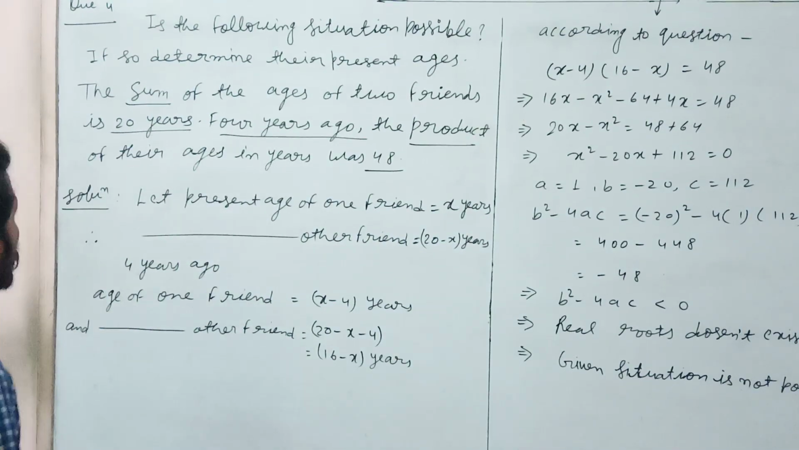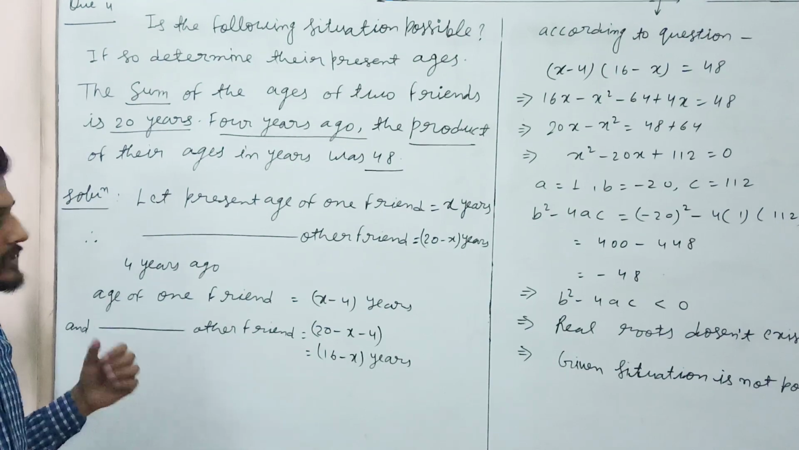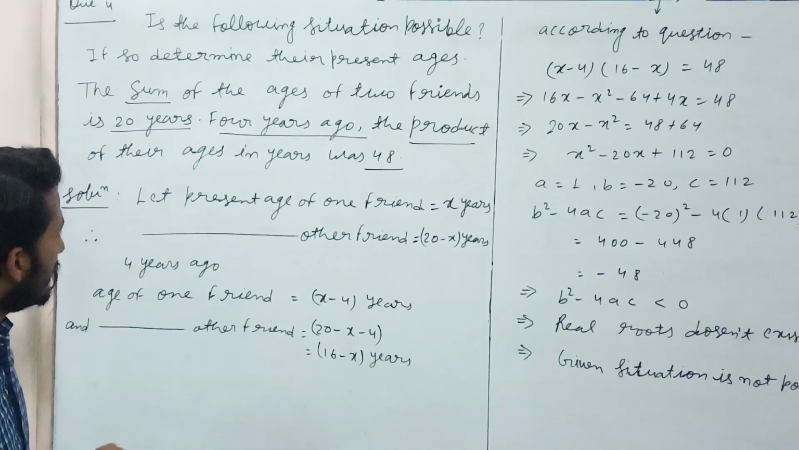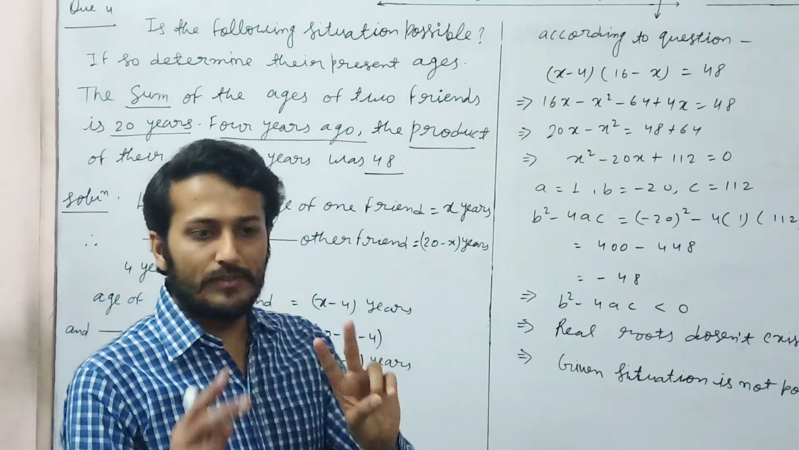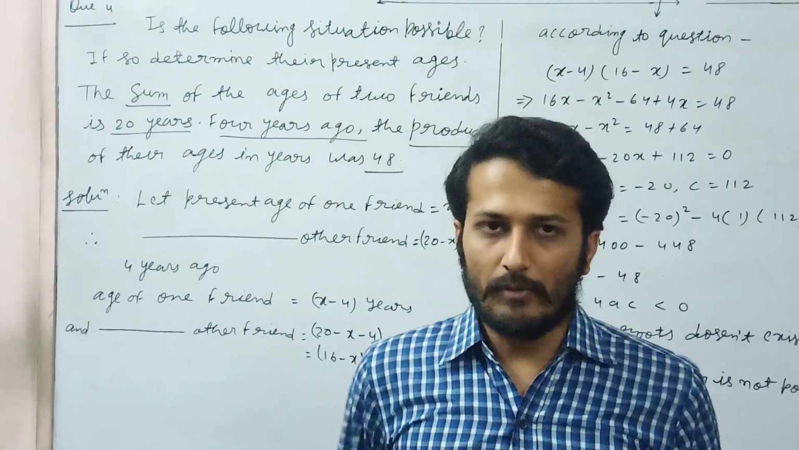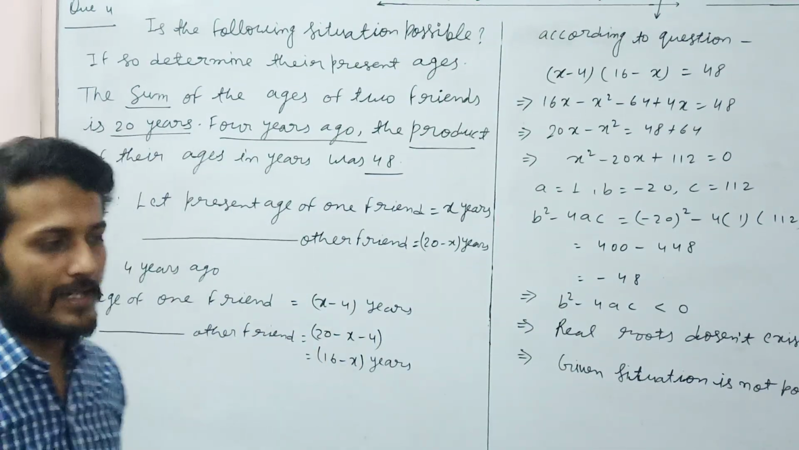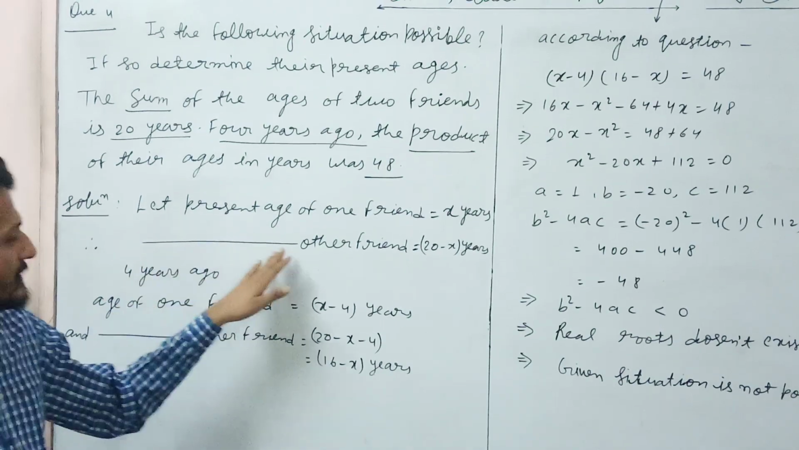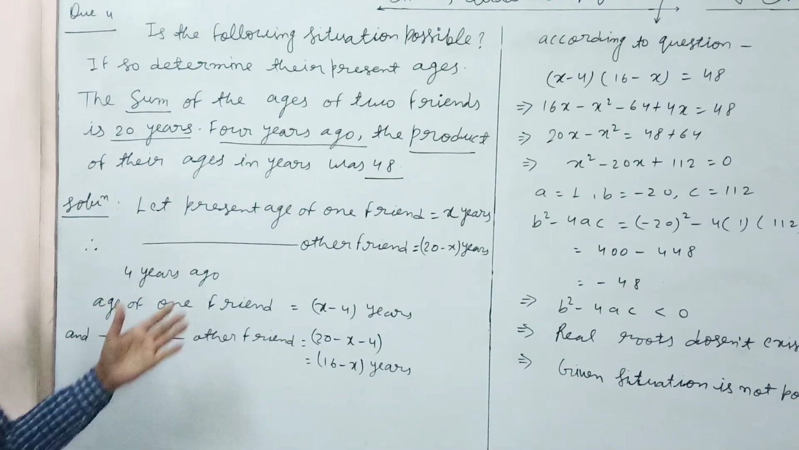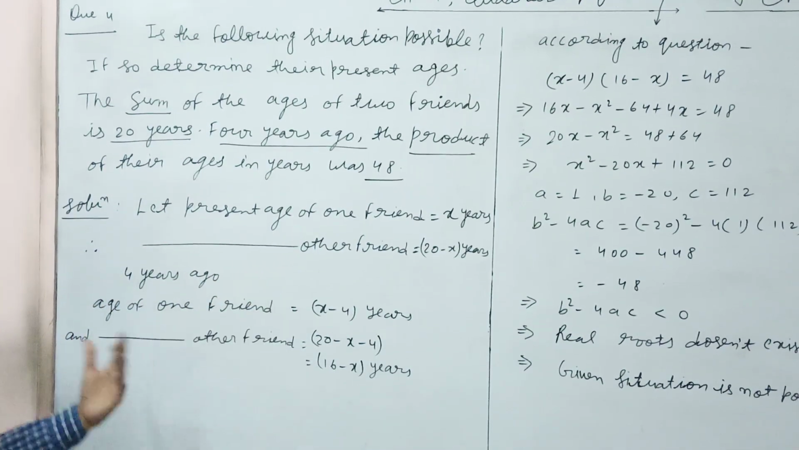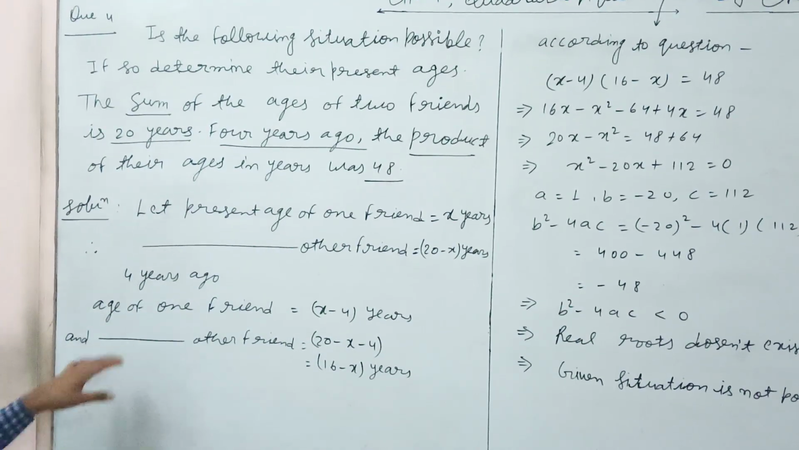We can consider. It is given that the sum of the ages of two friends is 20 years. So let the present age of one friend be x. We know that if the sum of two things is given, and we consider one of the things, then the second thing is obviously the sum minus that thing. So the present age of the other friend will definitely be 20 minus x. Now it is given in the question, 4 years ago. So first of all we need to find out the age of both friends 4 years ago.